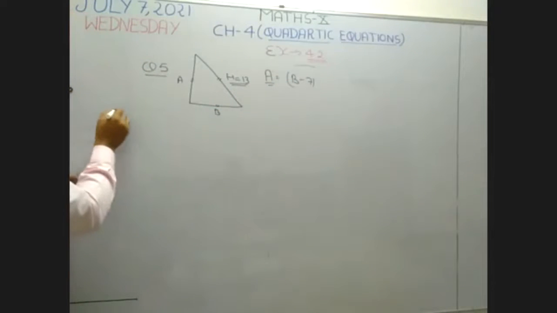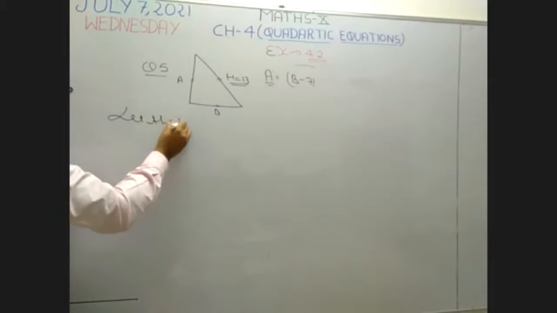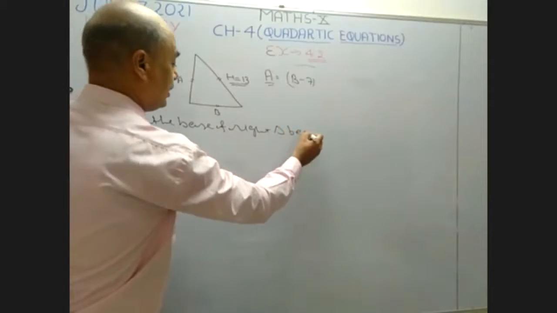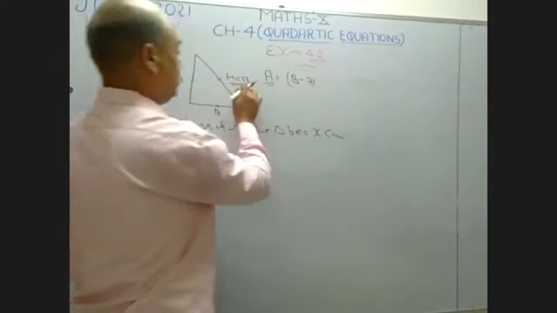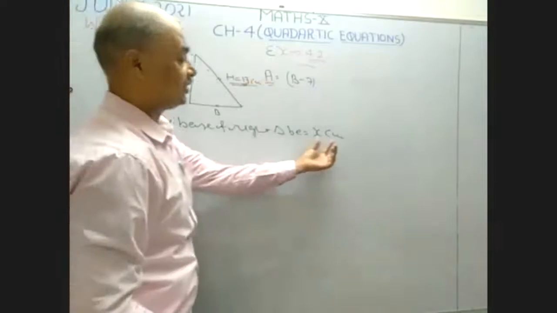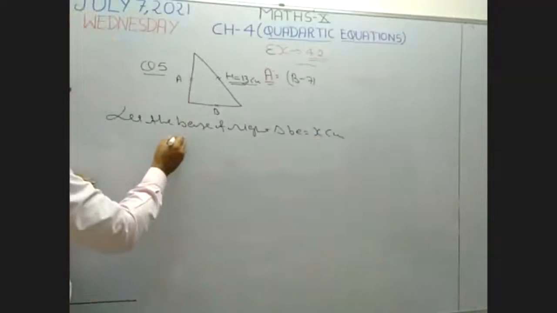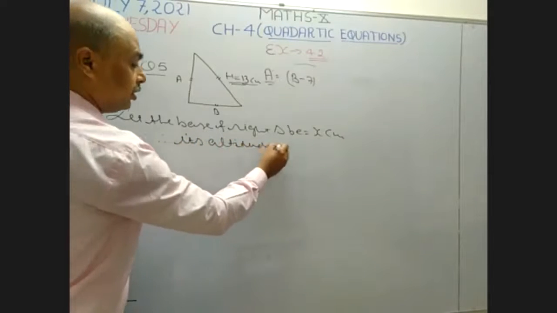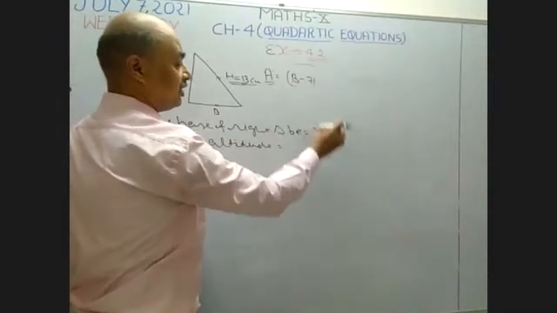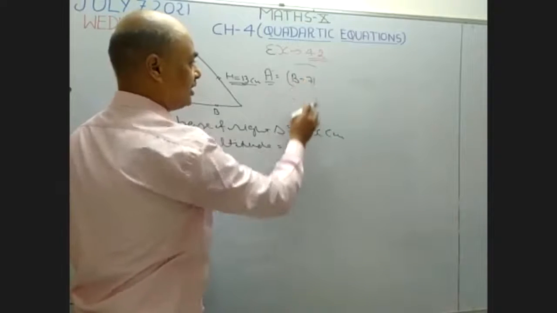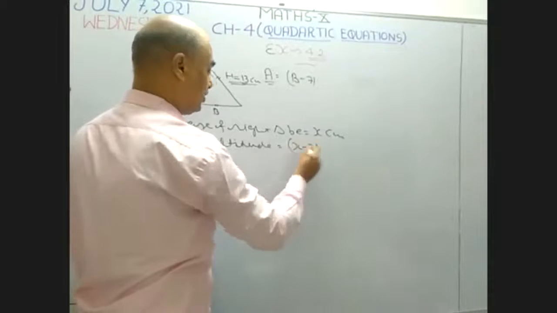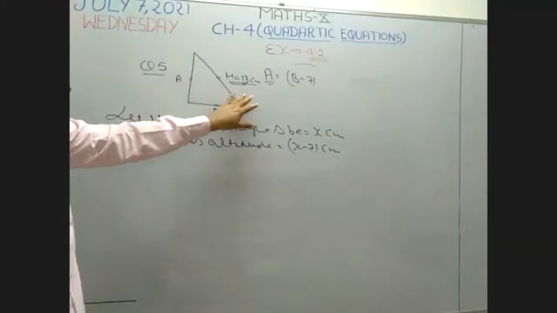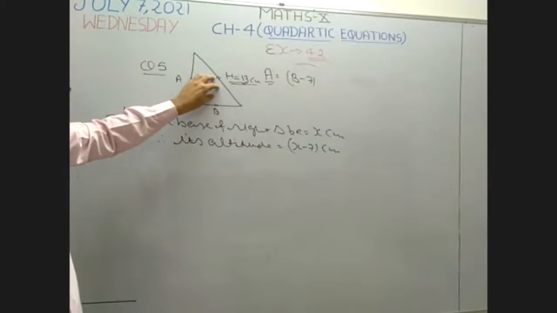So I write here, let the base of the right triangle be x centimeter, because the unit, centimeter, is given. Therefore, its altitude is given as base minus 7. What is the base? x. When I subtract 7 from its base, I get the value of its altitude. So the altitude becomes x minus 7 centimeter. Now, since this is a right triangle, which theorem am I going to use? I am going to use the Pythagoras theorem to solve this question.